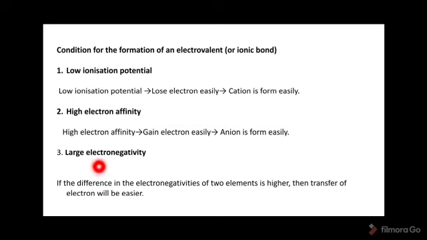Next, large electronegativity. If the difference in the electronegativity of two elements is higher, then transfer of electrons will be easier. So electronegativity is also about the tendency to gain electrons. If one of the atoms has more electronegativity and one has lesser electronegativity, then the tendency to form the electrovalent bond will be greater. Then you will get the electrovalent compound very easily.